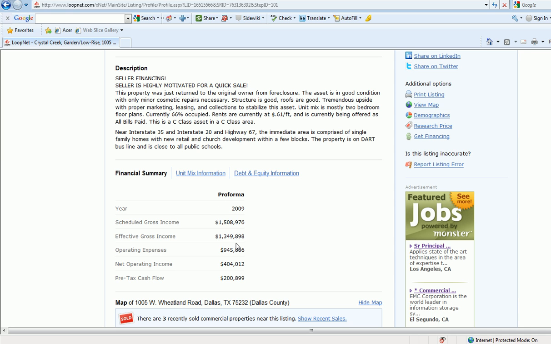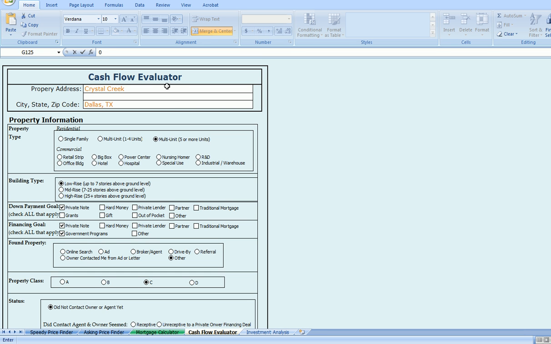So if you have this basic information here, I prefer that you get the actual numbers rather than pro forma numbers. But later on, if you are interested in the deal and it works on the cash flow evaluator, then you might want to contact the listing agent to be able to get the actual numbers and not the pro forma numbers.